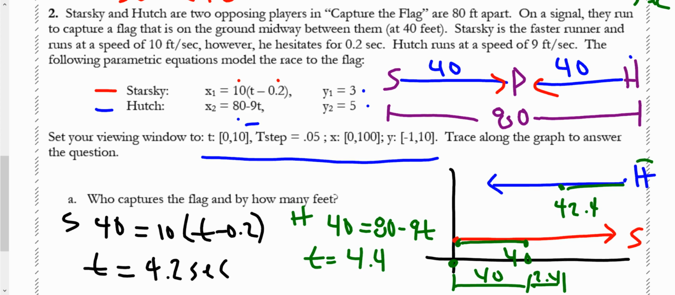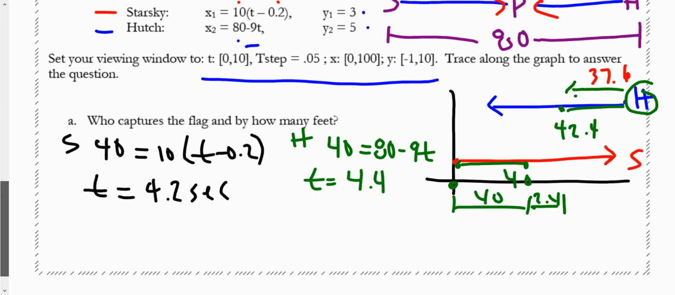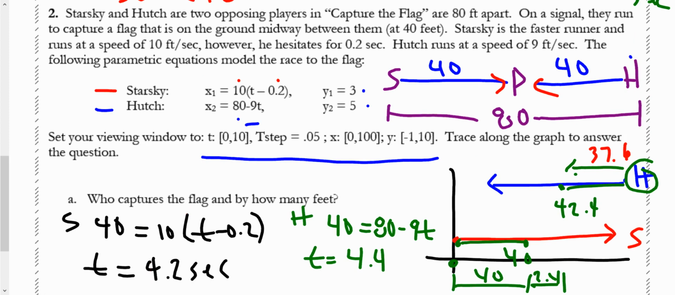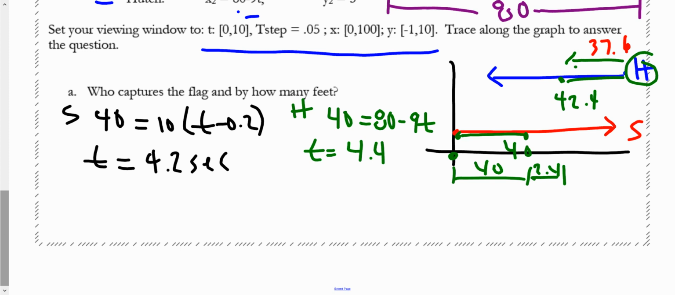But remember, Hutch is racing this direction. So in reality, he hasn't really run 42.4 feet. You have to subtract off the 2.4 from 40. So if you do that, he's really run 37.6 feet, and you've got Starsky who's run the 40. So what we would say then is that Starsky is going to be the one because it takes him less time to run that 40 feet, 4.2 seconds.